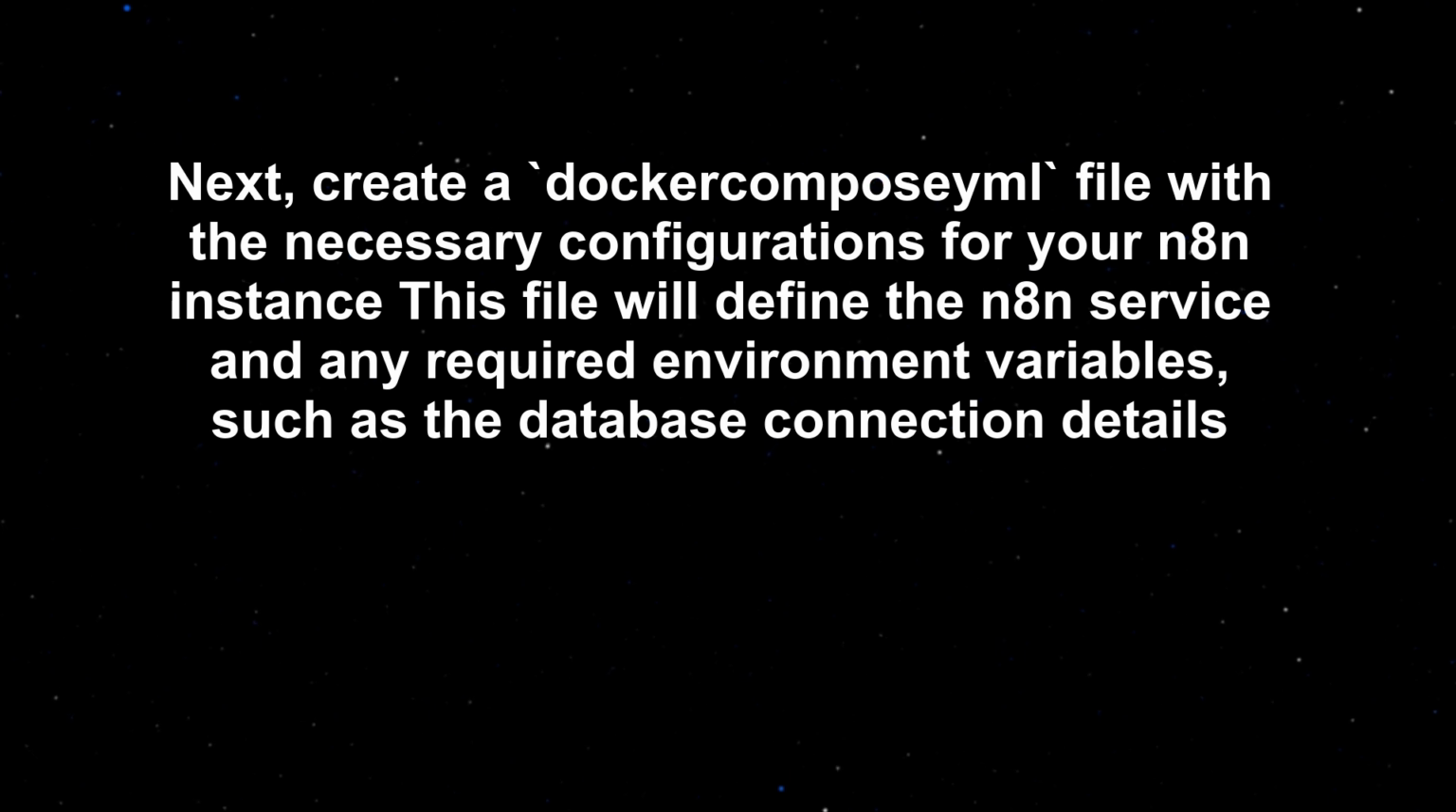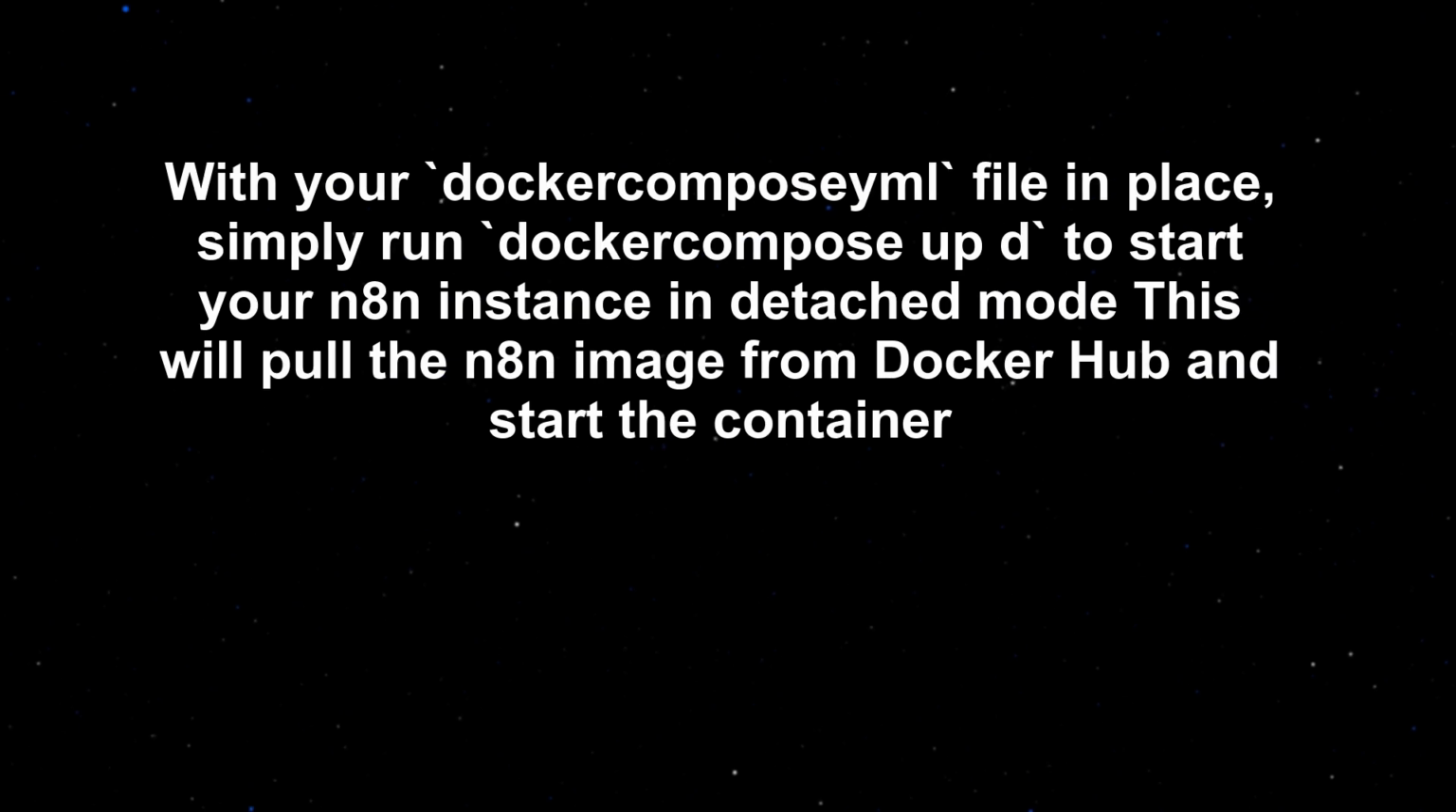Next, create a Docker Compose file with the necessary configurations for your n8n instance. This file will define the n8n service and any required environment variables, such as the database connection details. With your Docker Compose file in place, simply run docker compose up -d to start your n8n instance in detached mode. This will pull the n8n image from Docker Hub and start the container.